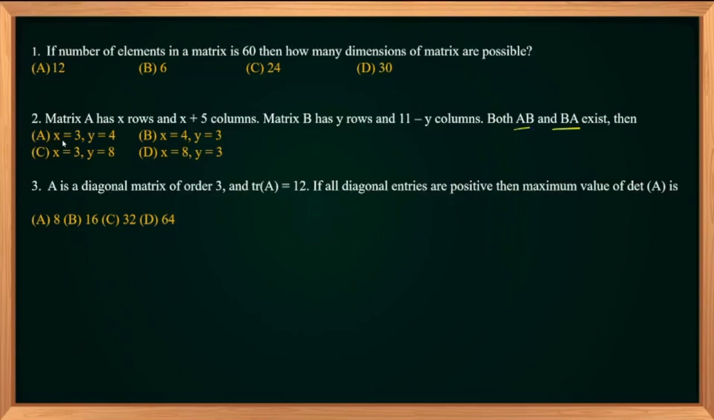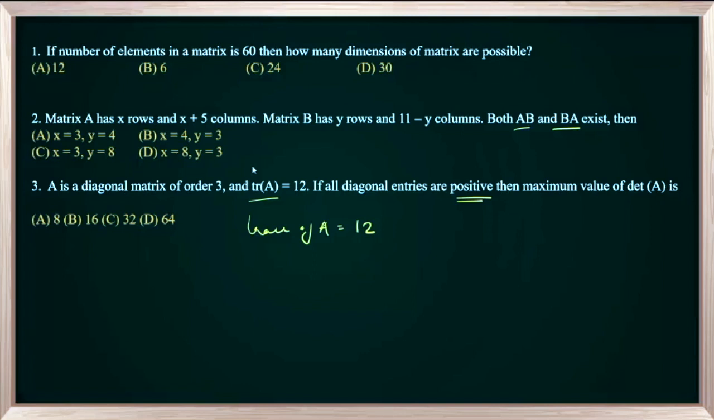Now there is a third question in the slide. A is a diagonal matrix of order 3 and trace of A is given to be 12. If all diagonal entries are positive, this is an important point, then the maximum value of determinant of A is: options are 8, 16, 32, and 64. You can try one by one, give me answers.